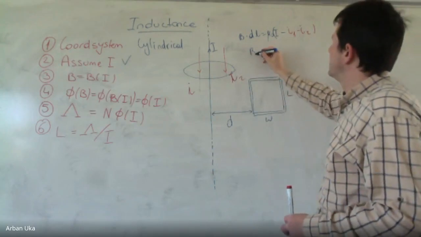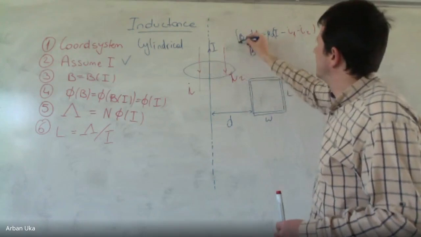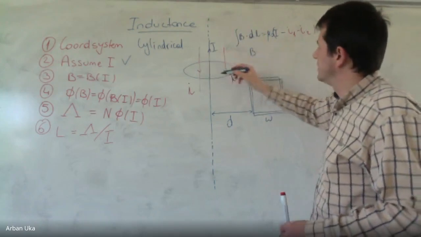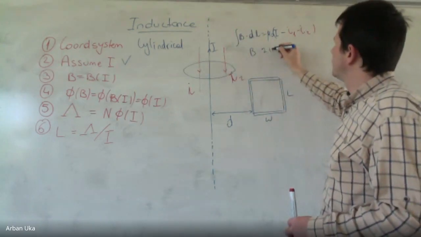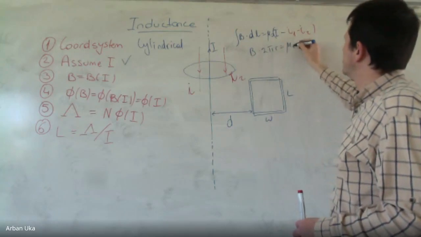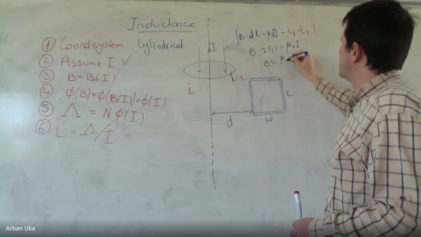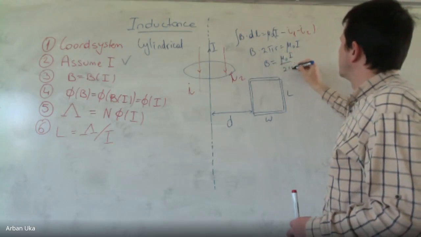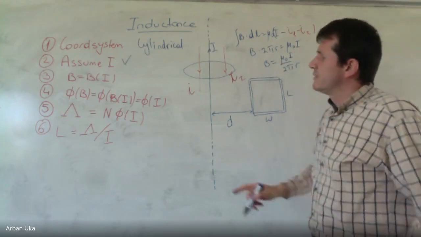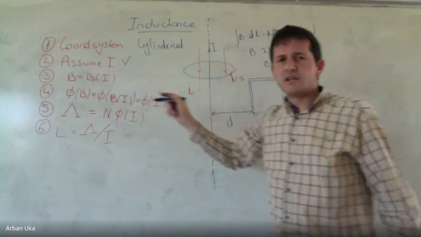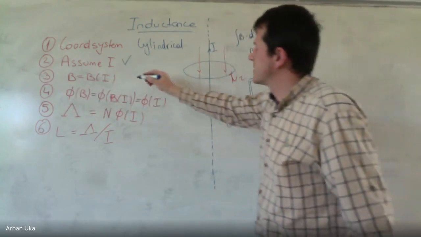And this is going to be ∮B·dl. This is the perimeter, so this is going to be B times 2 pi r, equal to mu 0 I. So it looks like the magnetic field is equal to mu 0 I over 2 pi r. So it looks like the magnetic field is linear with respect to the current. We did this step also.